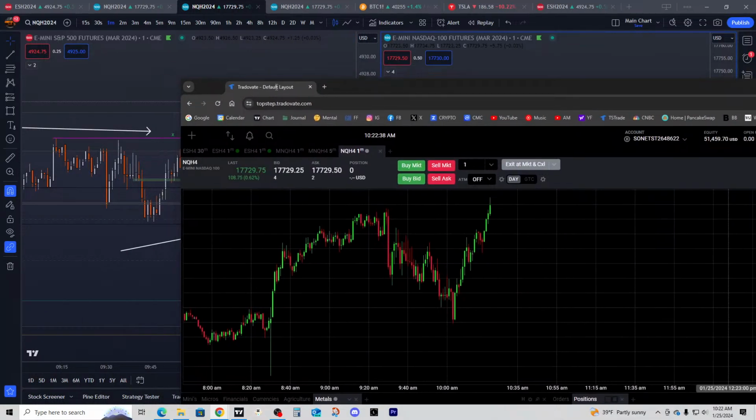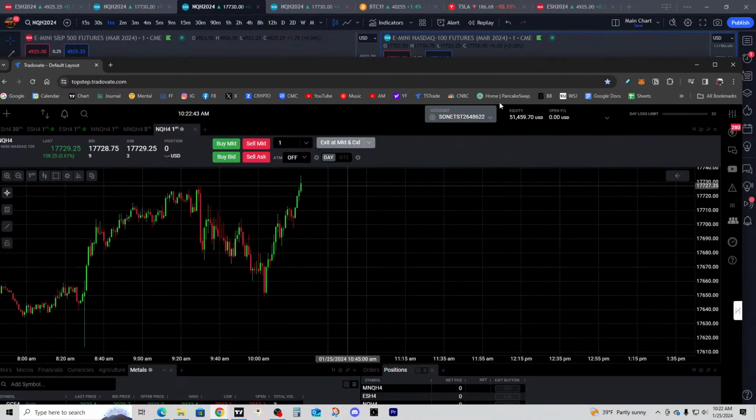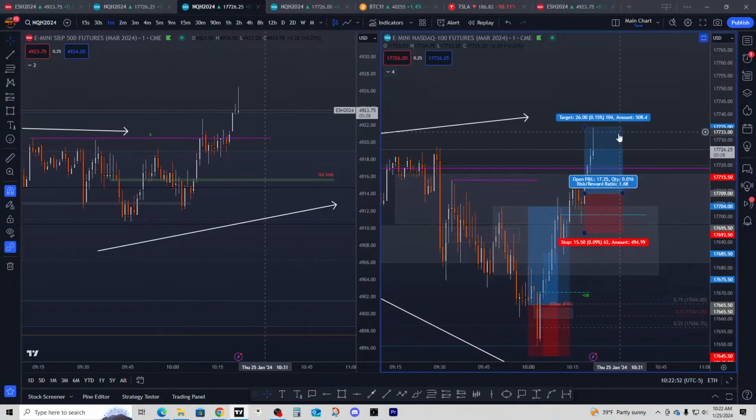I'm not trying to overtrade. Like I could have just dropped 2 contracts on this and just passed this right now. I could have, but I'm not trying to be like that. I don't want to overtrade it. There we go. Very nice.